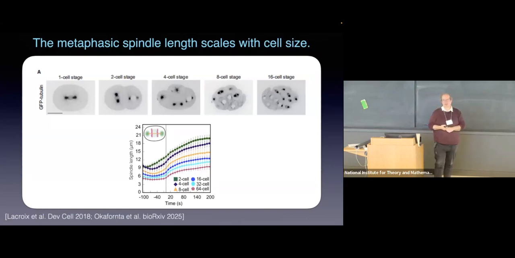Before that, I would like to clarify an aspect, because I very often get the question. I will tell you about the maintenance of the spindle length over the duration of the metaphase, not the length that we have at the assembly of the spindle. It's probably a different process. And it's well known that when we go through the first divisions of C. elegans, the length of the spindle scales with the cell size.